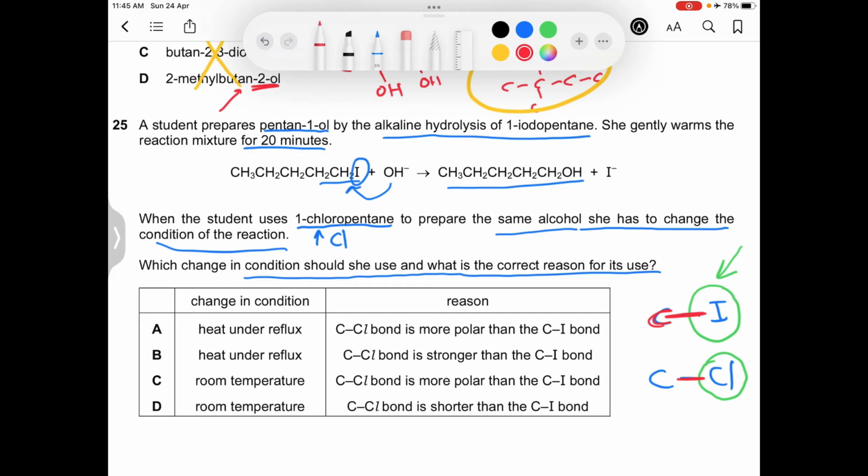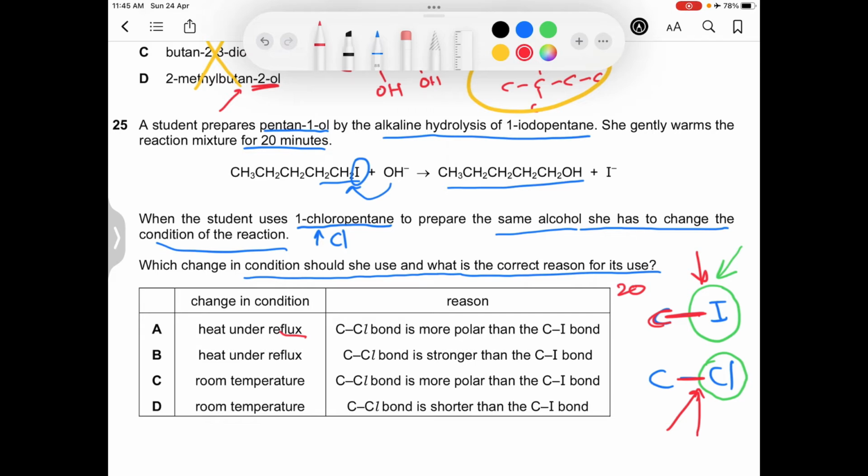So according to what we have, in the first compound, we used 20 minutes for heating. But here, we want to make the conditions a little bit harsher, to break the bonds in here and make the reaction happen. So let's go and see the answers. Heat under reflux. Okay, we want to use reflux here because reflux in this case is a stronger way, or let's say it makes the reaction a little bit harsher or stronger so you can break the bond.